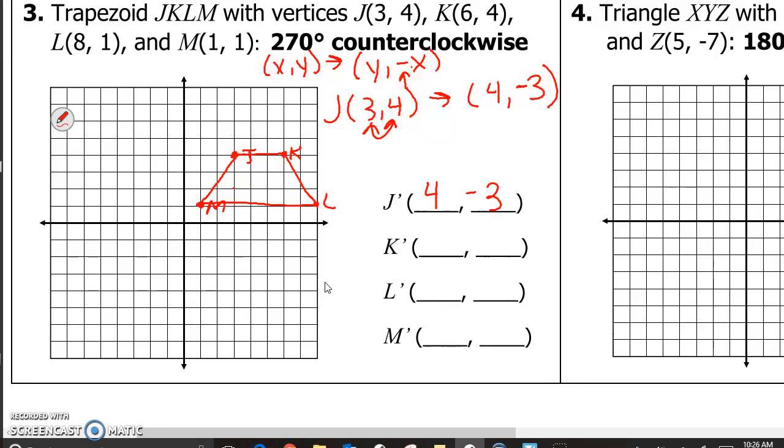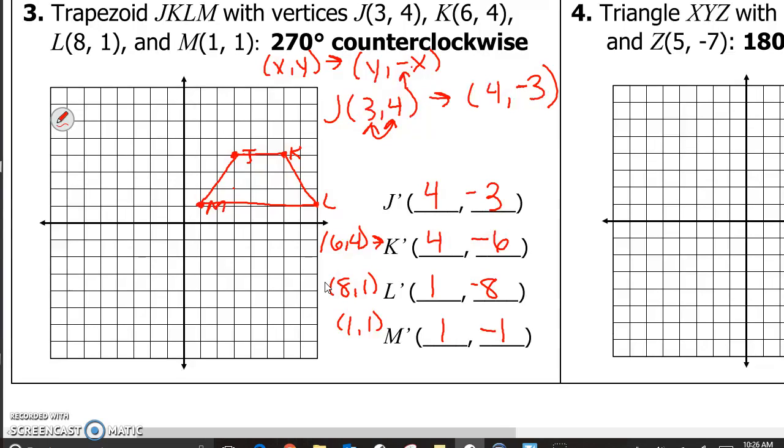So for K, the original point was 6, 4. We got to switch it. Switch X and Y, 4, 6. X becomes the opposite sign. For L, the original point is 8, 1. Switch it, 1, 8. That becomes the opposite sign. M is 1, 1. Switch it, it's still the same, but that becomes negative.